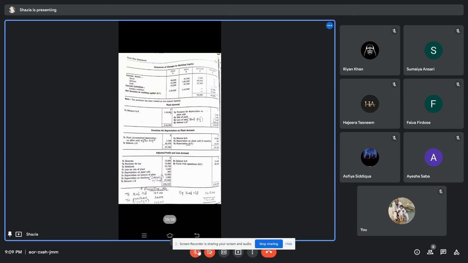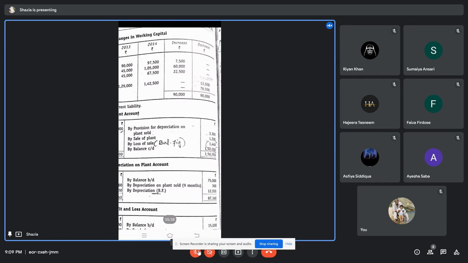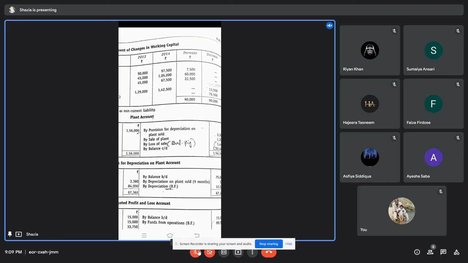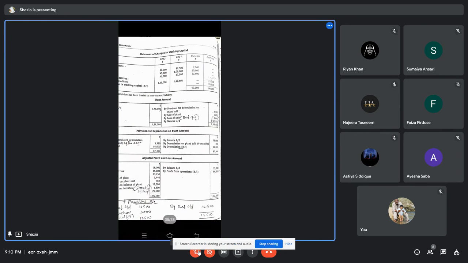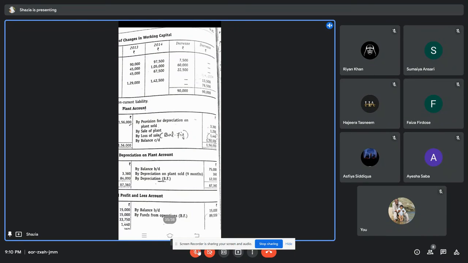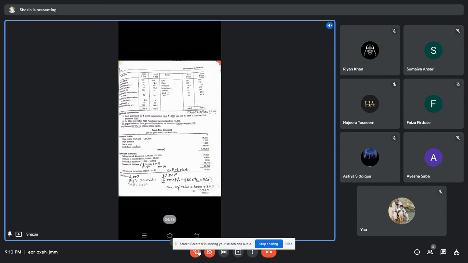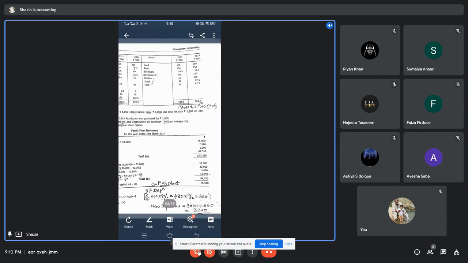See here. Now this becomes by provision for depreciation on plant sold. See, plant sold. Why? Because you purchased, you charged depreciation, and you have also sold the plant after the depreciation, isn't it? But the sale of the plant is a different amount. But still you have to consider this as by provision for depreciation on plant sold, 3,360. And how did you get this 3,360? That calculation is given over here. You have to refer to this calculation. Okay? So go with the calculations here.